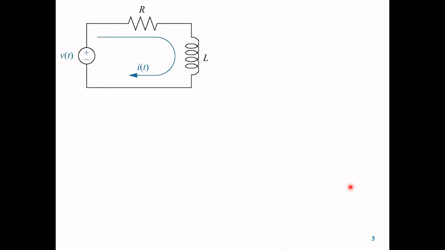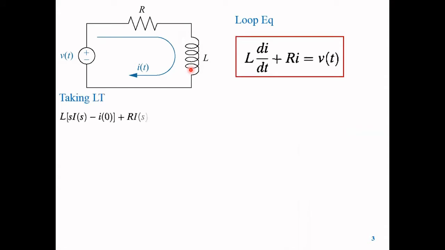So let's take an example of an RL circuit. Here we have the input in the form of voltage, and two voltages across the resistance and inductor. We apply the KVL loop equation and get L dI/dt plus the voltage across the resistance, Ri, will be equal to the input voltage v(t).